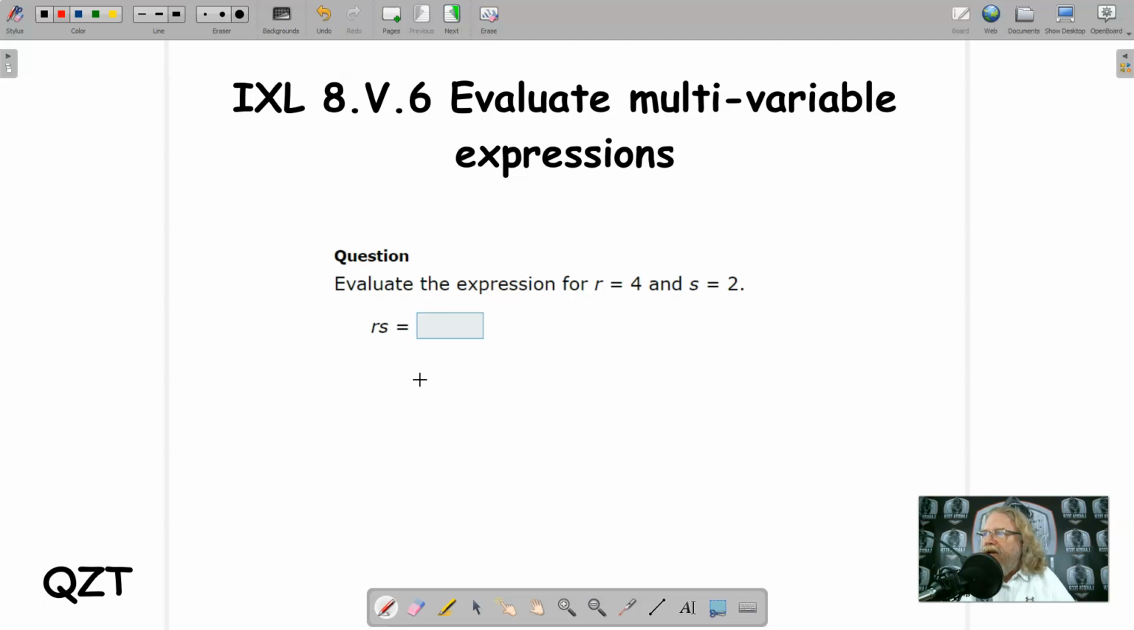So first we have the value of R, and I'm going to use parentheses to hold my variable values. The value of R is 4, and the value of S is 2. So this is 4 times 2, and that's 8. We know that's multiplication because there's no operation symbol there, so we recognize that as multiplication. So 4 times 2, that's 8.